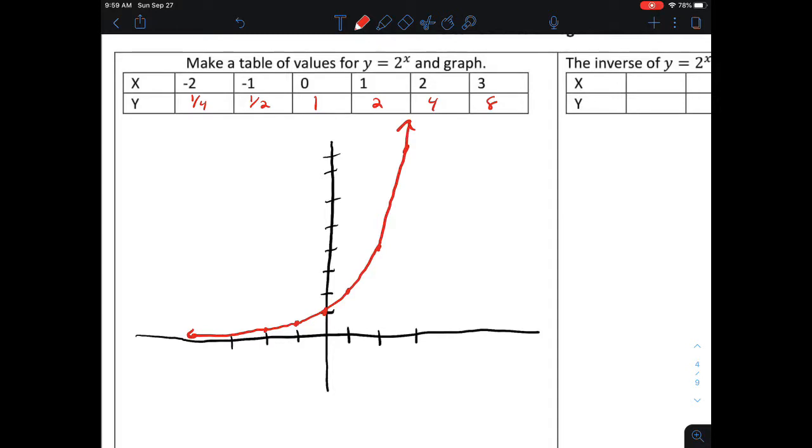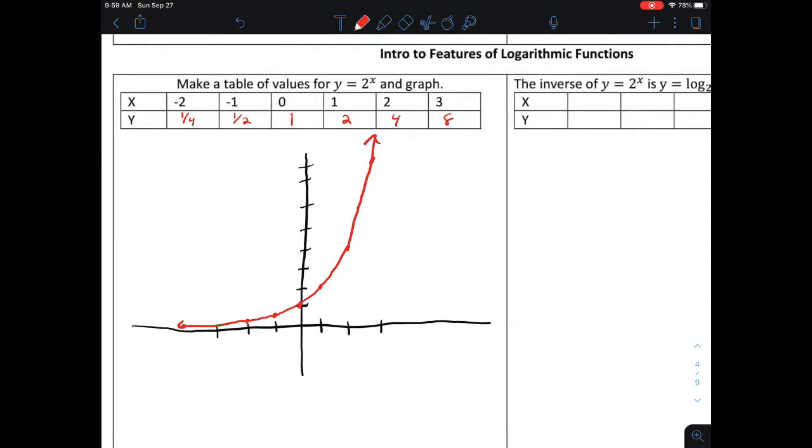And so here we have the graph of y equals 2 to the x. And we already know how to do that. Now some features to keep in mind is that we have a horizontal asymptote of y equals 0. And we have all of those points that we plotted that were really coordinates. And so we had all those points.